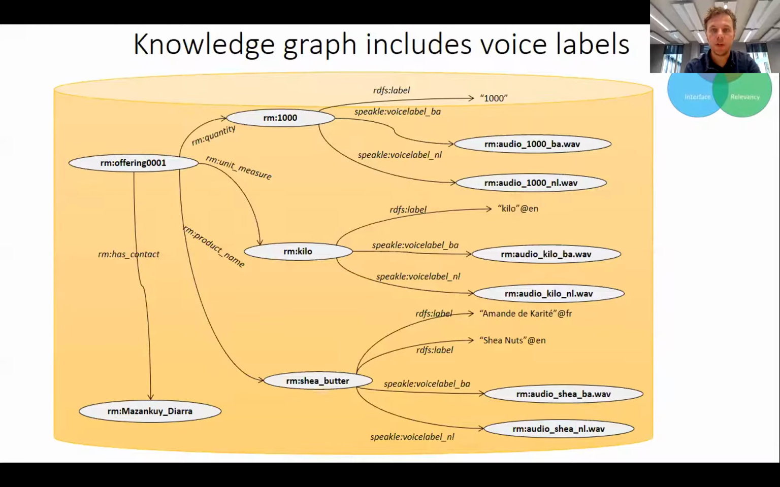So one thing that we've been doing is developing knowledge graphs such as these, where not only information about individual offerings can be stored, right? So, for example, this is an offer for 1,000 kilos of shea butter, but also to actually have audio information in specific languages such as Bambara, which is a local language, or French. So this can actually be used in applications that are voice accessible. So people can actually phone such an application and make selections to access these offerings.